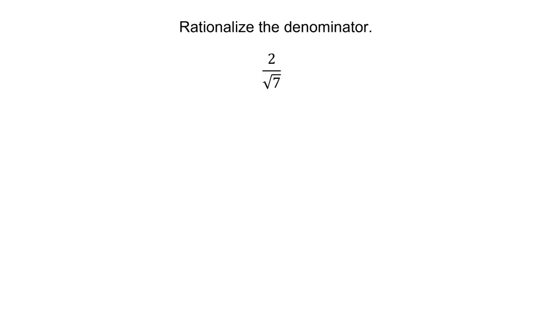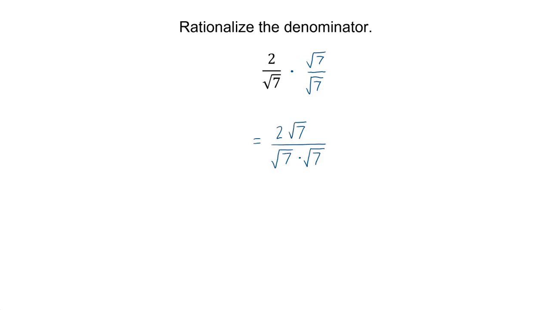Here we're told to rationalize this denominator, and the fraction we're given is 2 over the square root of 7. This isn't a fully simplified expression because we have a square root in the denominator of a fraction. But anytime we have a single square root in the denominator of a fraction, the process to rationalize that is pretty easy. We're simply going to multiply the numerator and the denominator of that fraction by the square root that's in the denominator. So in this example, we'll multiply the numerator and denominator of this fraction by the square root of 7.